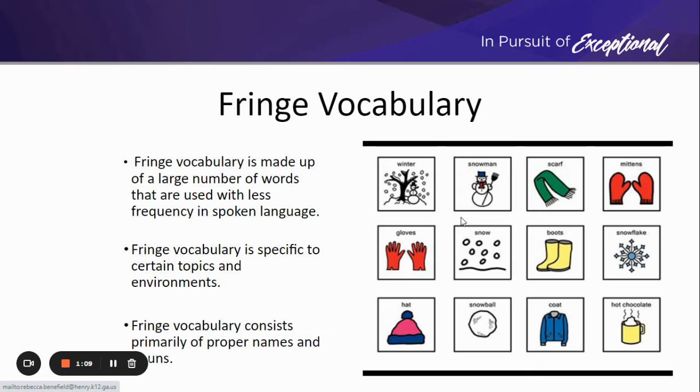Fringe vocabulary, on the other hand, is made up of a large number of words that are used less frequently in the spoken language. These are more content specific. Okay, so they're specific to a certain topic or certain environment. They might be words you use when you're at McDonald's, but they wouldn't be words you use when you're at school or you're at grandma's or things like that. Fringe vocabulary consists primarily of proper names and nouns.